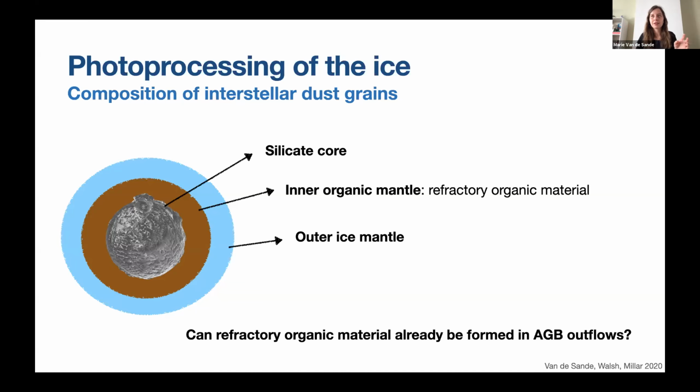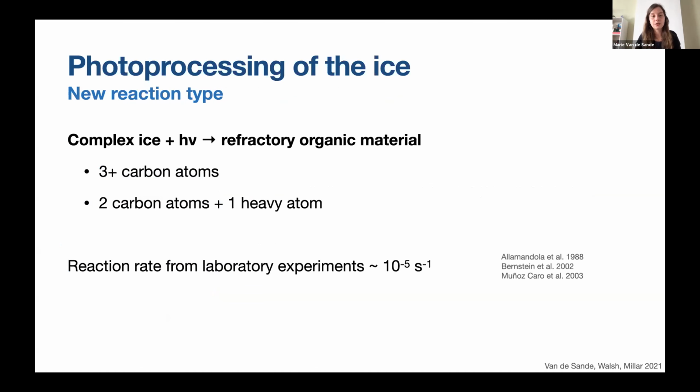We were wondering whether this photoprocessing of interstellar ice, the formation of refractory organics, could already take place in the AGB phase. So instead of in the diffuse ISM, in the prenatal phase of interstellar dust, the AGB phase. And to that extent, we included a new reaction, namely the photoprocessing of the ice. So a complex ice species on top of the dust, once it is hit by a UV photon, it can be turned into refractory organic material.